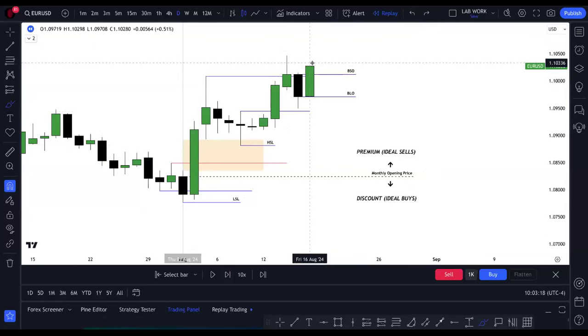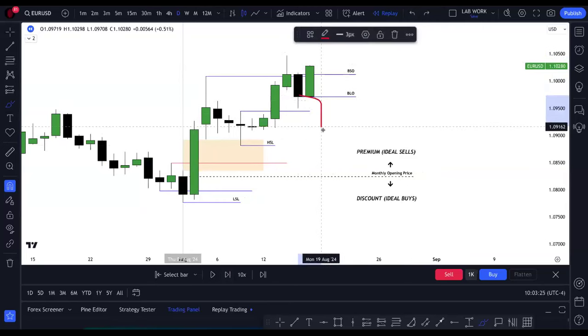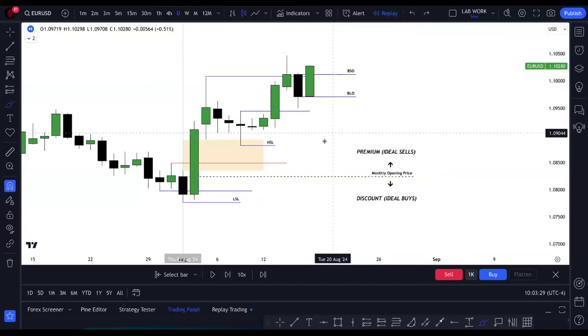But don't expect every idea to be this perfect. It's always going to look a little different. Price may trigger you in the market and drop down a little bit and then come back up. So be cautious of that and risk well.